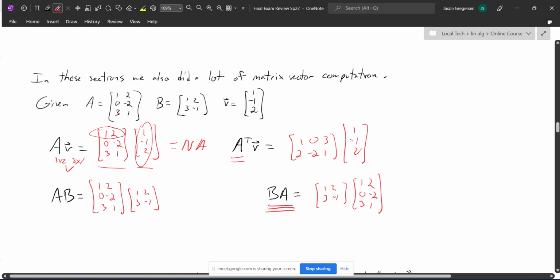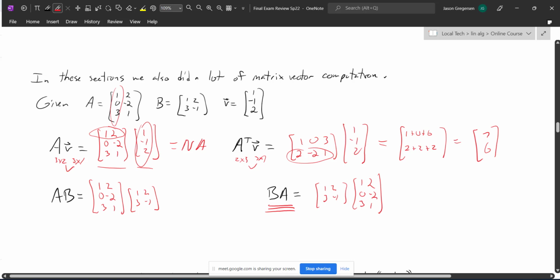Now in the next one, we're taking the transpose of A. That flips the rows and columns. That means the first column becomes the first row. And now, because A transpose is a 2 by 3 and V is a 3 by 1, I can do the multiplication. So I'm going to take the first row dotted with the vector to get 1 plus 0 plus 6, and then I will take the second row dotted with the vector to get 2 plus 2 plus 2. So when I do A transpose times V, I get the vector 7, 6.